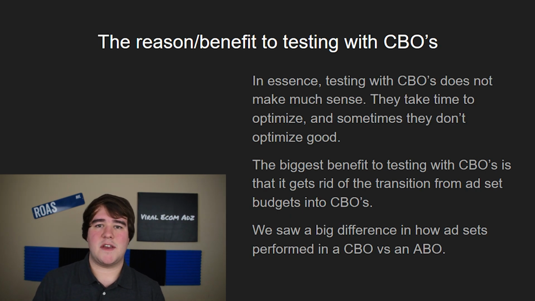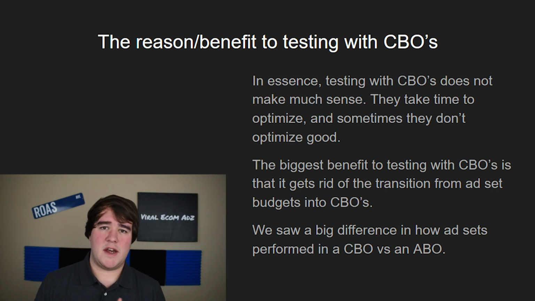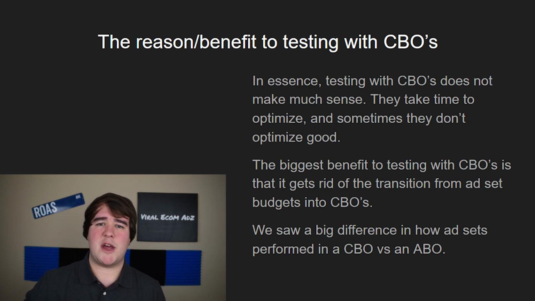Let's get into the reasons why I started investigating testing with CBOs as opposed to ABOs, because there's nothing wrong with the ABO strategy. I'll call out the elephant in the room: testing with CBOs does not make much sense. When you look at the fundamentals of what a CBO is, it's essentially made to optimize your spend to the ad sets that are performing the best. If you're testing products, it's not going to know which ad sets are the best. And sometimes they don't even optimize well. Like we talked about earlier, sometimes it'll spend more money on the worst ad sets, which is just a weird thing that happens.